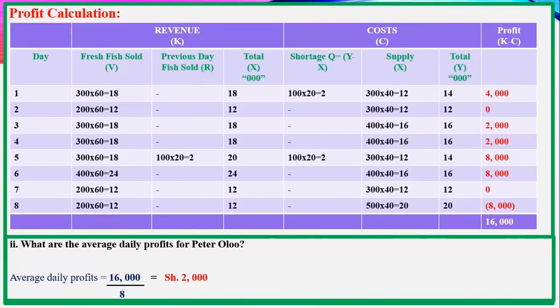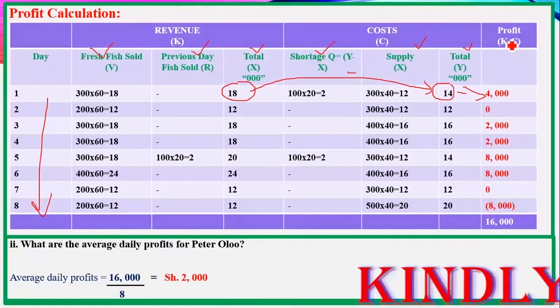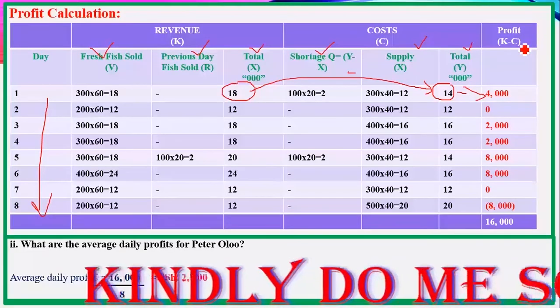So I have summarized that in a table. I have day 1 to day 8. Then I have the revenues. The revenues include fresh fish and previous day fish sold to give us a total there. The costs include a shortage and the cost of supply to give us a total there. Then when you take this total and this total here, it will give you the profit. That is the revenue minus the costs. That is K, which is the revenue, minus C, which is the cost.